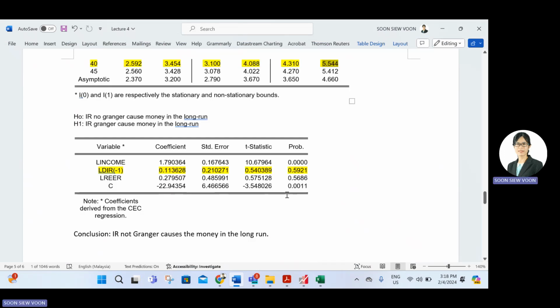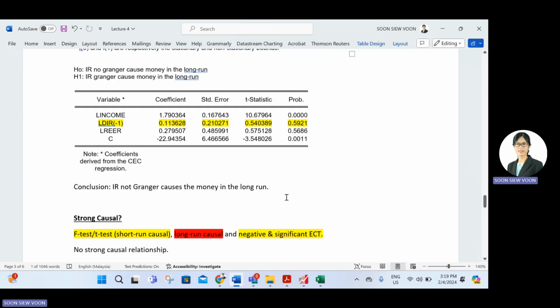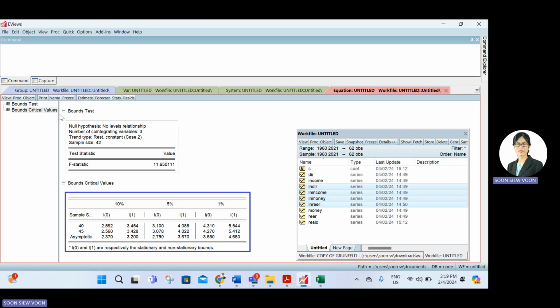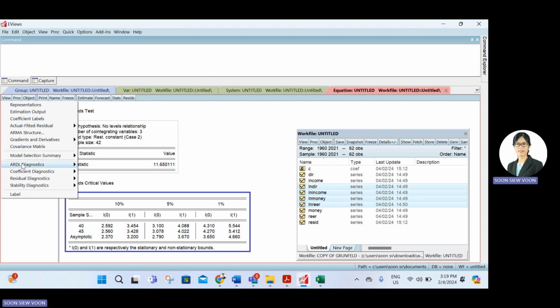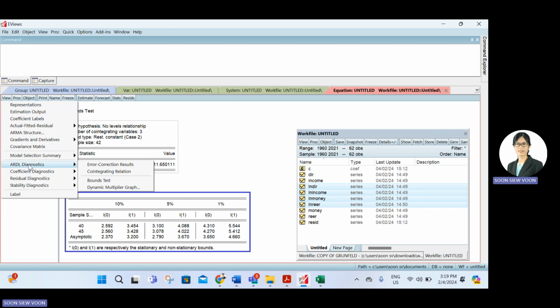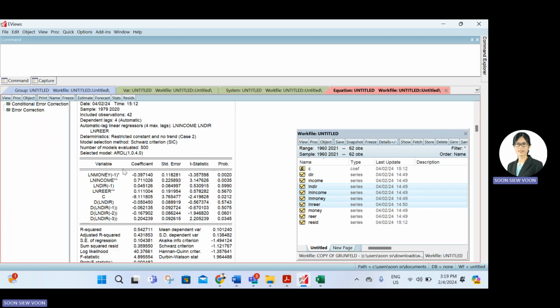If the question asks you, does the interest rate Granger-cause the money in the long run or not, how are you going to answer? So now we tested for the short run. How about for the long run? You can go to EViews here, and then look for the long run result. Go to view, and then take a look at the long run. You can go to the error correction result.